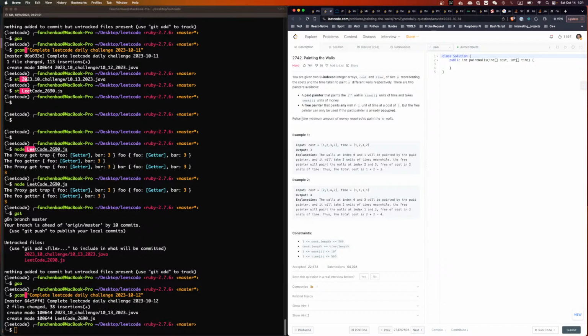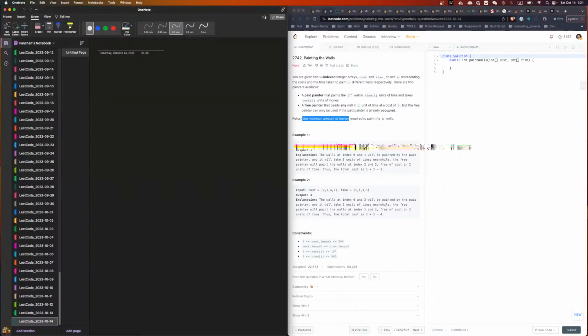Oh, minimum amount of money. We want the cost to be small. Oh yeah. Oh, if we painted by the paid painter, it will take 2 units of time. Well, okay. It's gonna be DP for sure. We just need to figure out the DP.